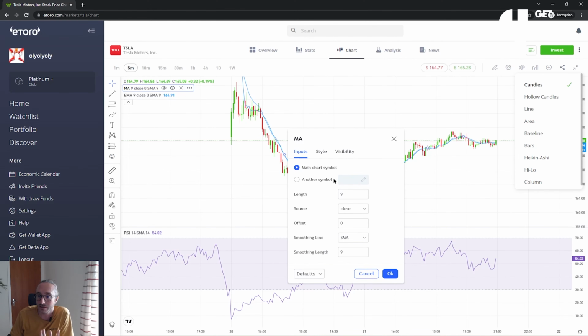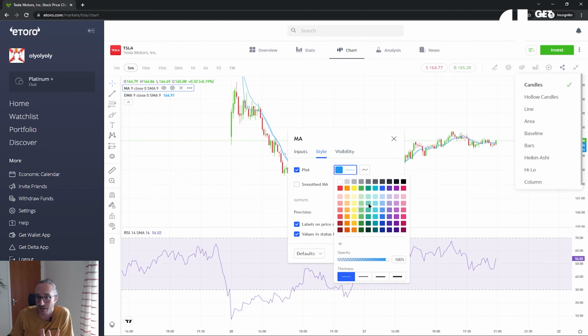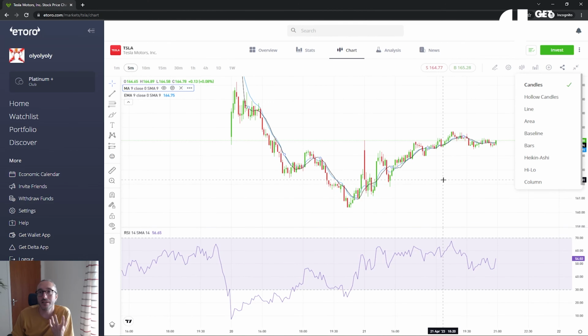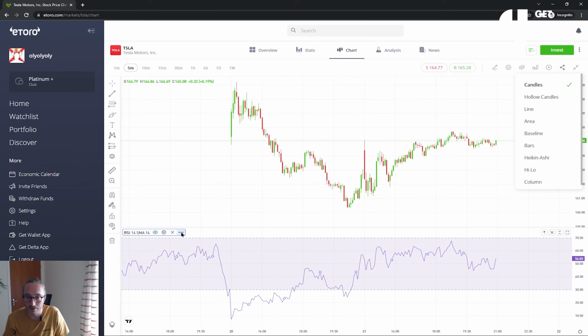Now, if you want to change any of the settings for any of these indicators that you add, then just press the cog next to them, and then you can just change some colors there to make it easier to read. A nice black. And then if we OK that, you can now see it's changed it. And then if you want to get rid of them, you can just press the X here also. Alternatively, you can just press delete.